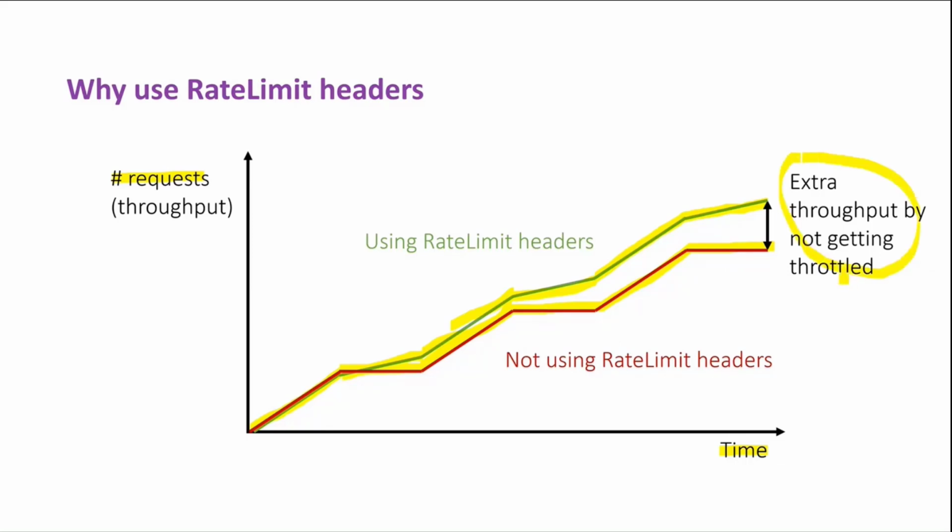And the reason why is because you avoid getting throttled, and that just saves requests. If you get throttled and you try again, then you do 2 requests, not 1. So you do 2 requests against a particular quota that you have. So the more you get throttled, the more you worsen the situation. So that's why using rate limit headers will give you more throughput in the same time window compared to not using them.